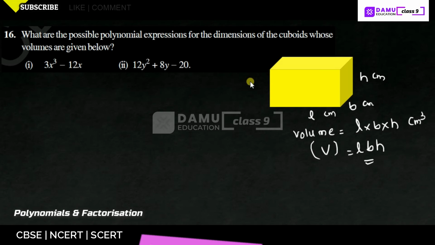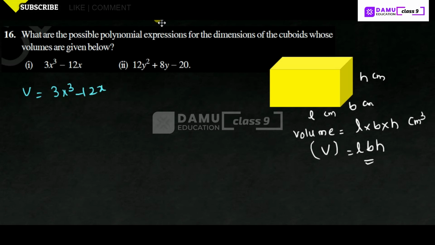So we have to write the given volume, 3x cube minus 12x, in LBH format. Let's take common: you can write this as 3 into x cube minus 3 into 4x. 3 fours are 12, like that. So what is the common here? You can take it as 3 into x, again x square minus 3x into 4. You can take like that. So what is the common here in both of them?